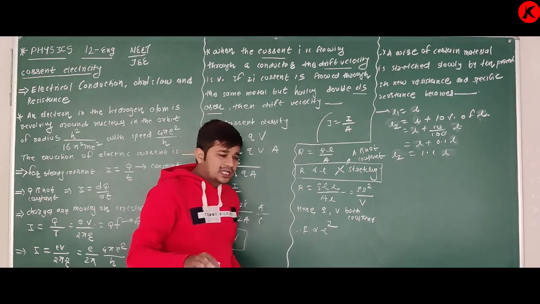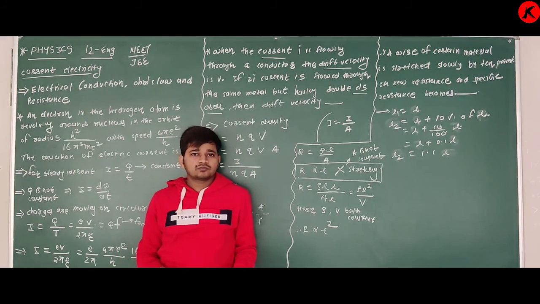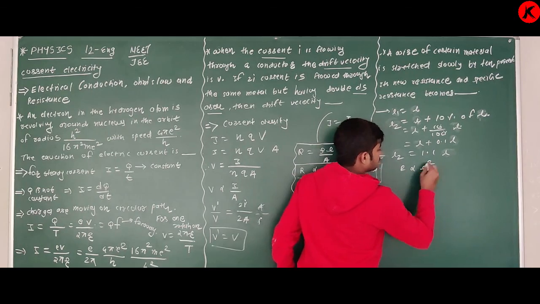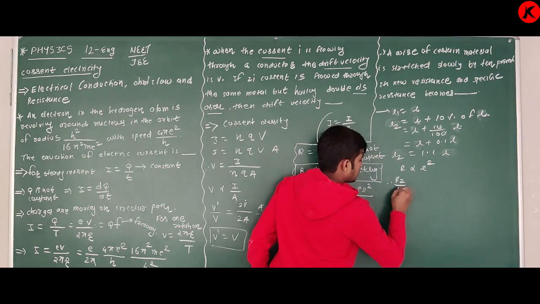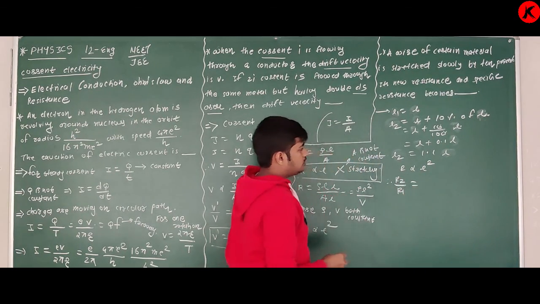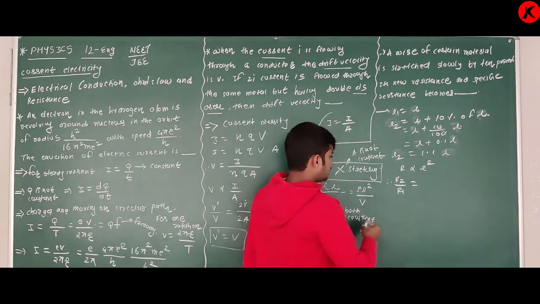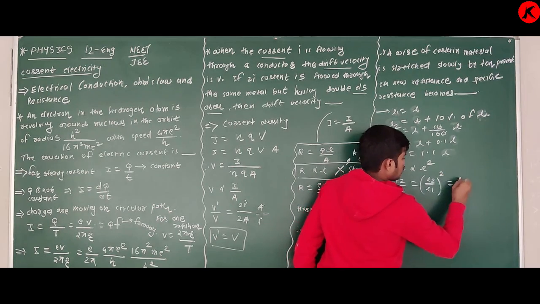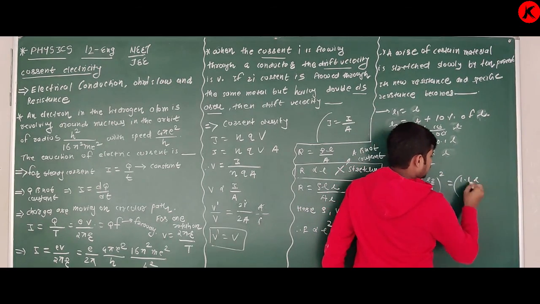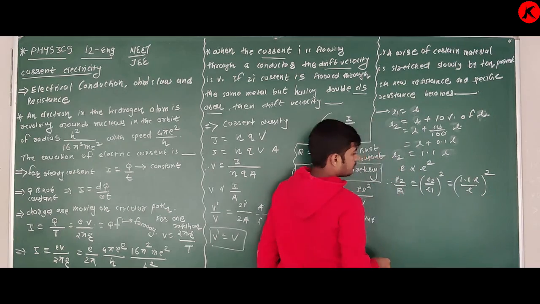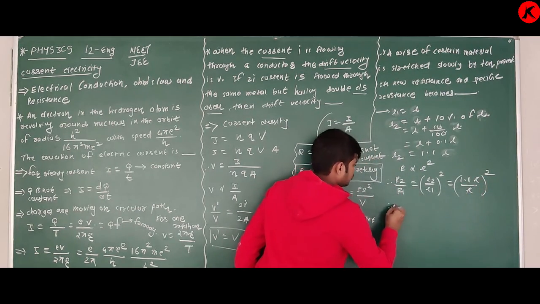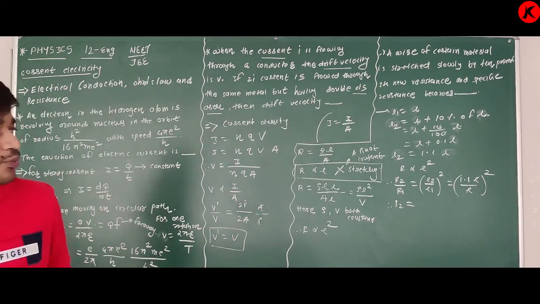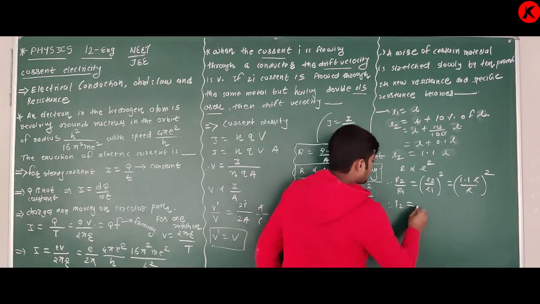Now we know, what is the relation between R and L? Yes, R is proportional to L square. So therefore R2 upon R1 is equal to L2 upon L1 whole square. L2 is 1.1 L upon L whole square. So L cancels. Therefore R2 upon R1 is equal to 1.1 whole square. What is 1.1 whole square? Yes, it is 1.21.